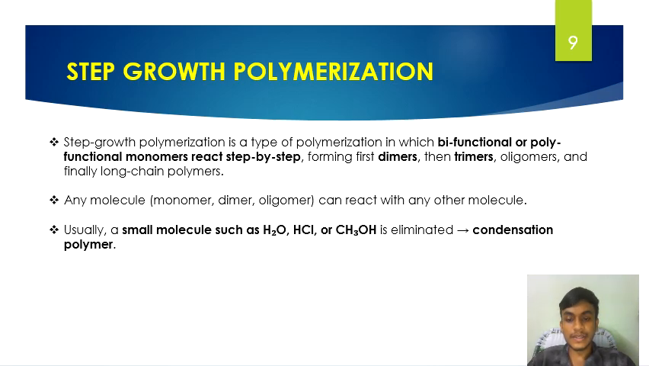Step growth polymerization. Now let us move to step growth polymerization. This type of polymerization involves monomers that have two or more functional groups. These monomers react step by step to form dimers, then trimers, then oligomers, and finally long chain polymers. Unlike chain growth polymerization, any molecule can react with any other molecule.